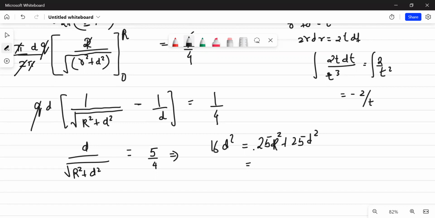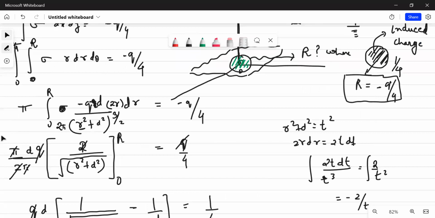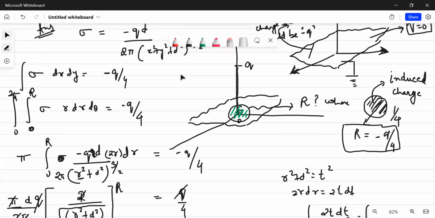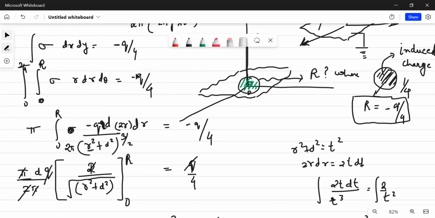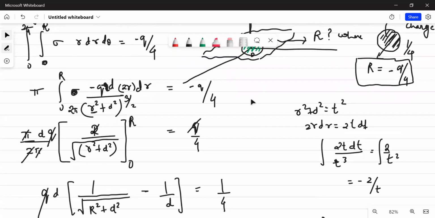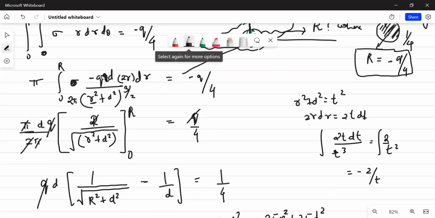I think there's some mistake somewhere. I don't know what is the mistake. Okay, if I square it up, is there a mistake somewhere in evaluating some integration? So let me recheck it. Okay, so sigma dx dy is minus q by 4. So sigma r dr d theta would be minus q by 4. So what I have done is I have written this minus qd.